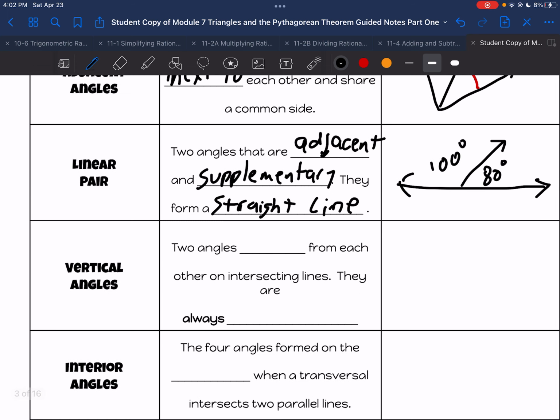All right, vertical angles are 2 angles across from each other on intersecting lines. They are always congruent.